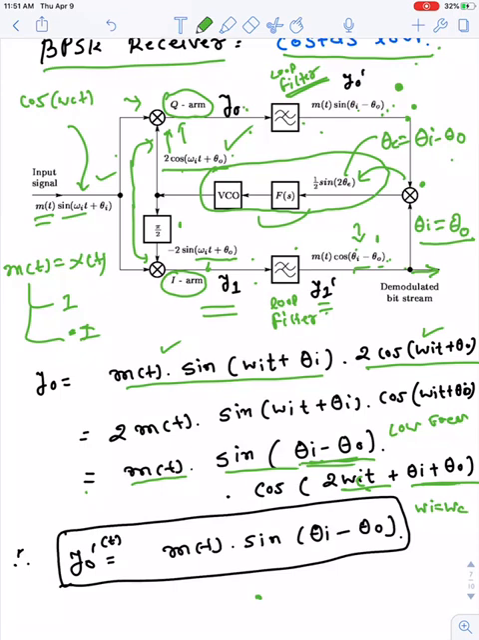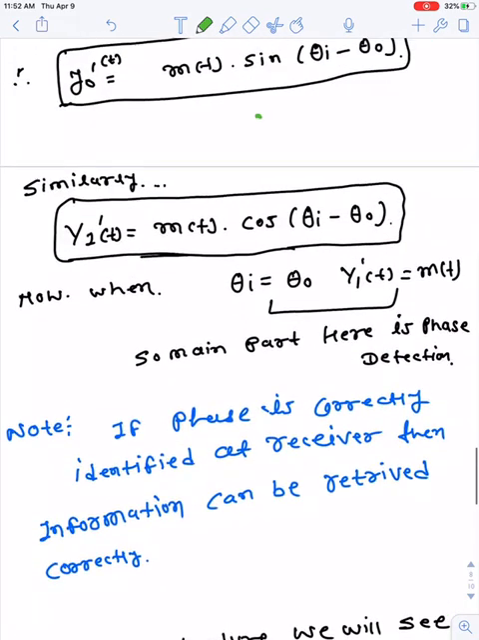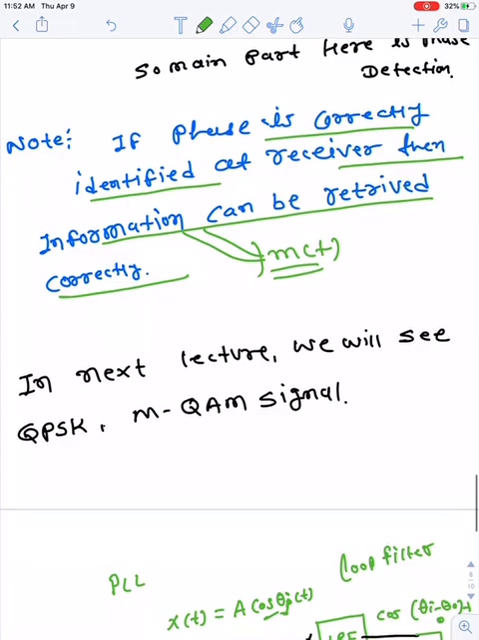So cos 0 degrees is 1, and when this is 1 we get our original signal m(t) back. If m(t) is 1, we get 1; if m(t) is minus 1, we get minus 1. So this is the looping mechanism. What we conclude here is that if the phase is correctly identified at the receiver, then the information, m(t), can be correctly retrieved.